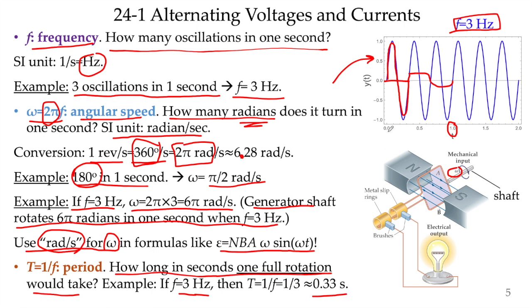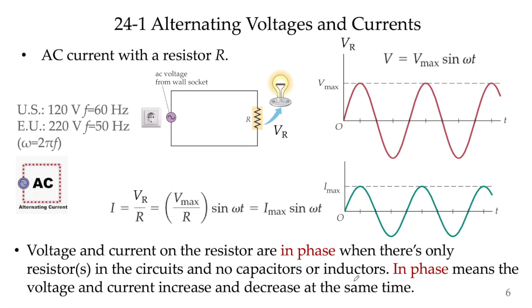Okay, now look at the graph. Okay, one full oscillation, so it takes about this much time. Now look at this time. This is the time that it takes for one full rotation, which is the rotation of this shaft or this loop for 360 degrees. It takes this much time, 0.33 seconds, and this is the period. Okay, so let's continue.